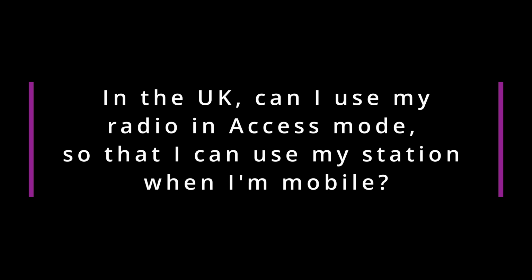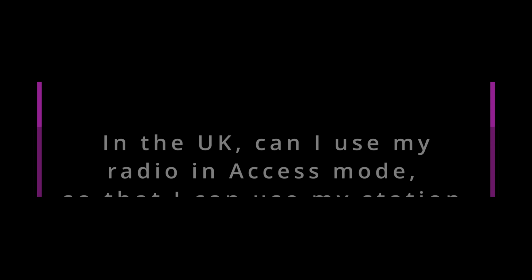So in the UK, can I use access mode connected to an aerial so that I can use my own station when I'm mobile? In the UK, we're not allowed to let other people remotely control our stations without a notice of variation on our license. If somebody else can use your station, they are, by definition, controlling it remotely. In other words, from another location.